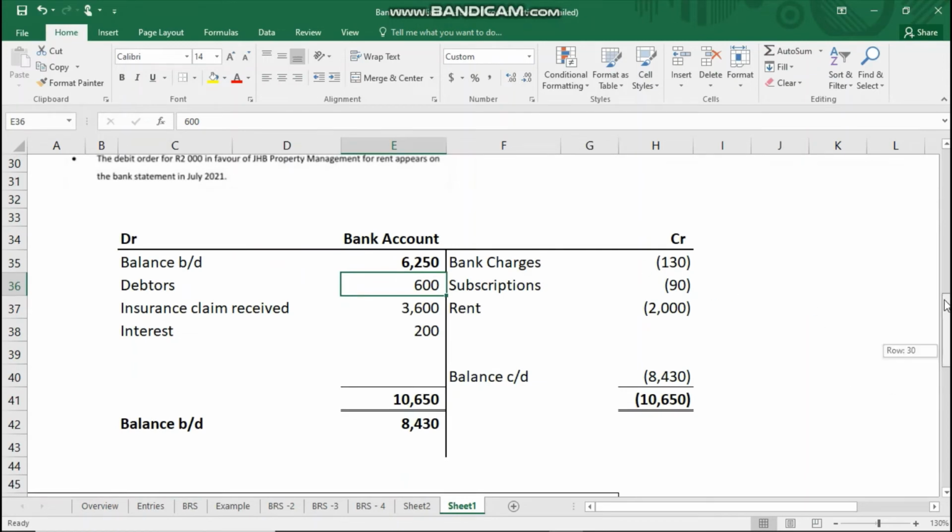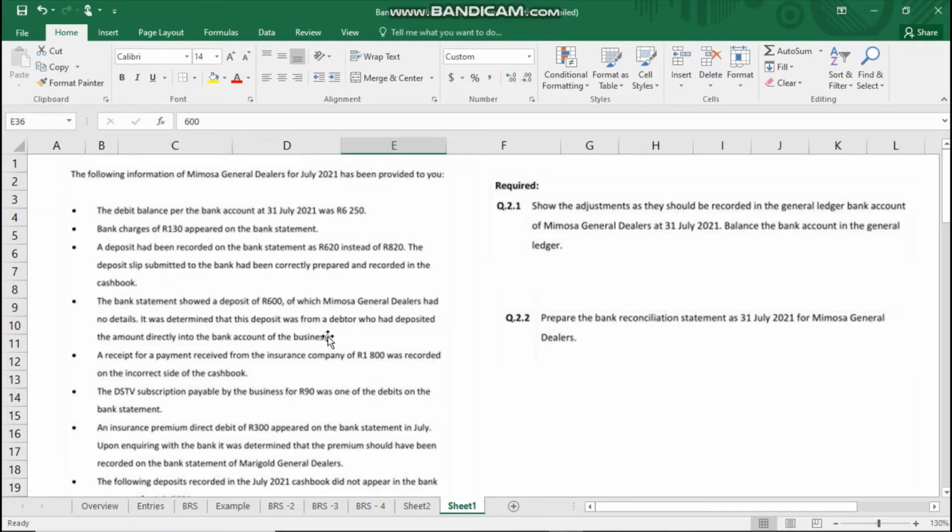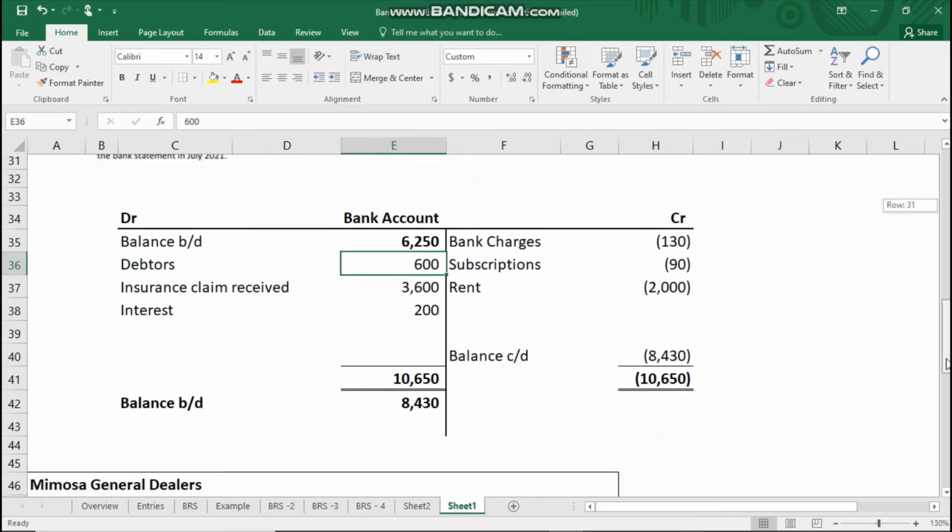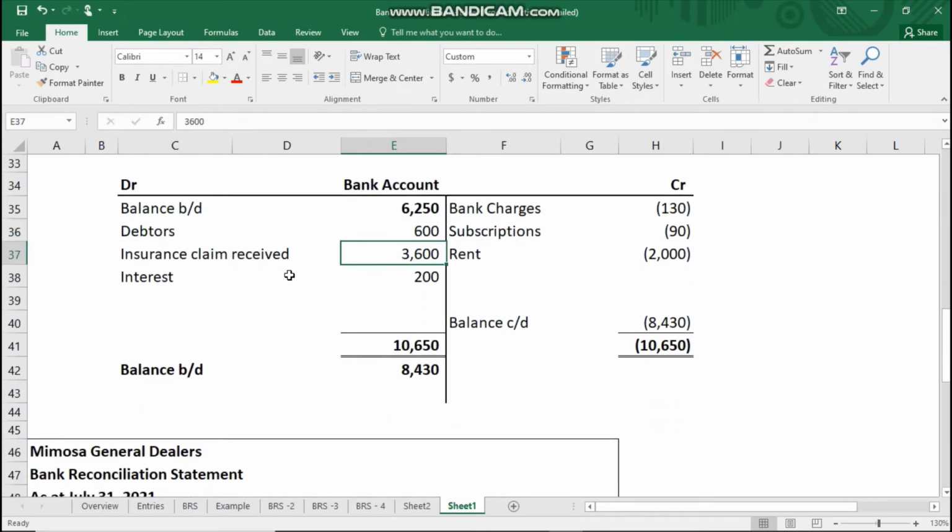Then we have this insurance claim received, which was recorded on the incorrect side of the cash book. So I've told you that this must be recorded with the double amount. 1800 multiplied by 2, this is 3600. So I've debited the bank account. First is to nullify the impact of a credit which was wrongly made. Then second, 1800 was to correctly record the insurance claim received. So that's why I'm creating this entry of 3600.